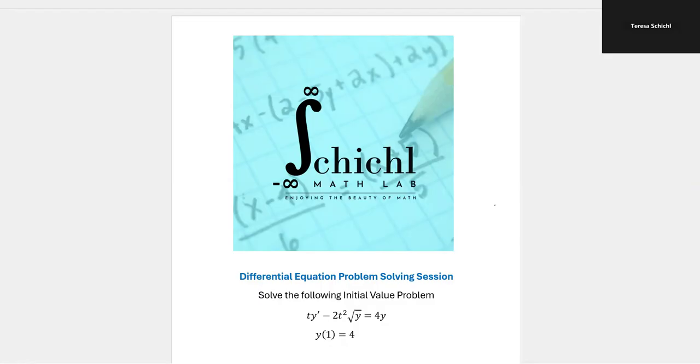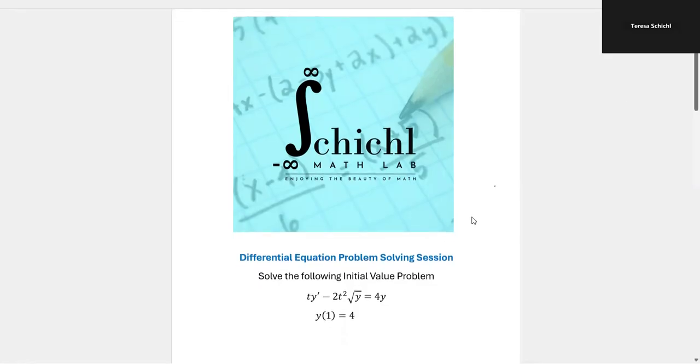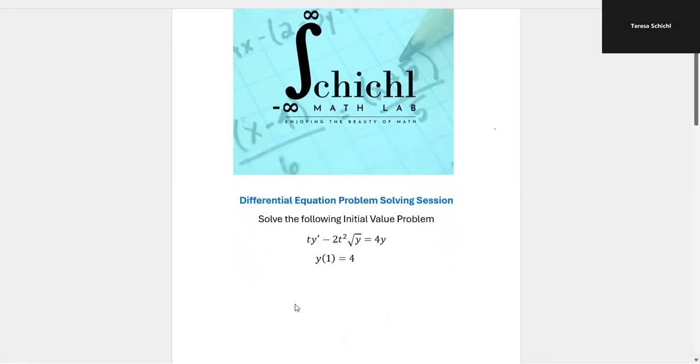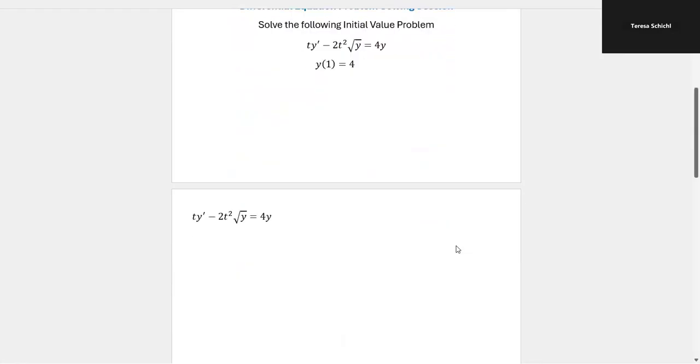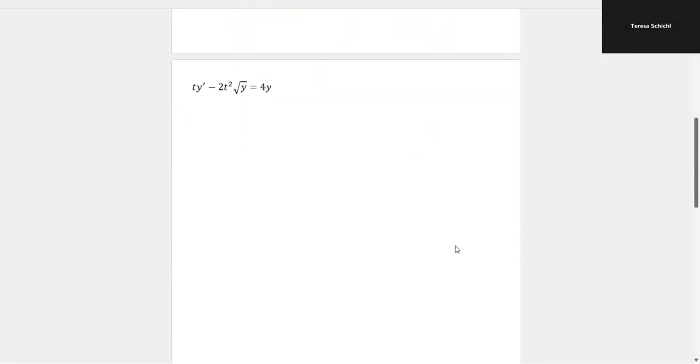So today we will take a look at this differential equation and how we solve it. This one has a square root of y involved. All right, let's go ahead and get started and take a look at how we do this.